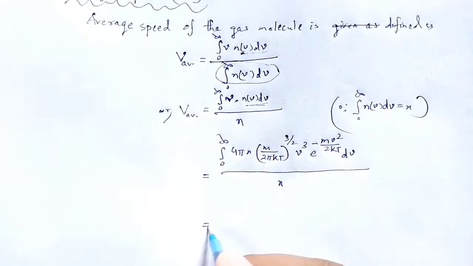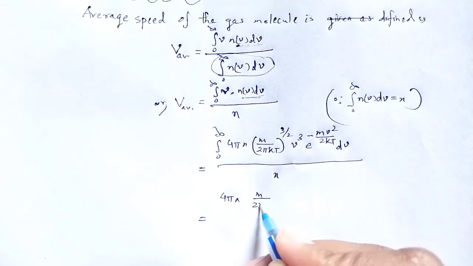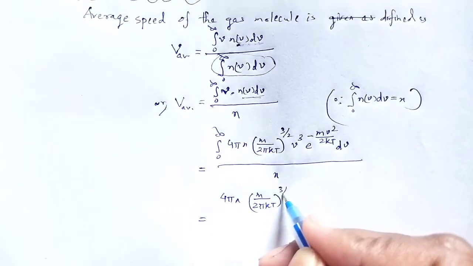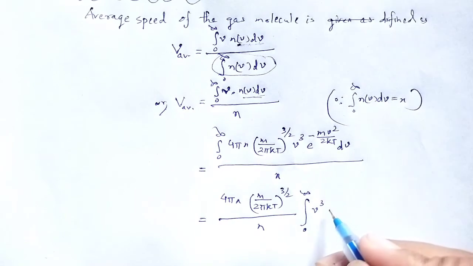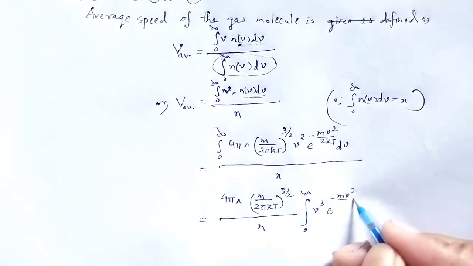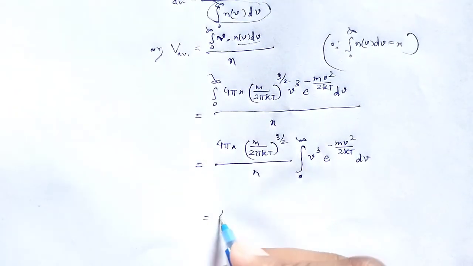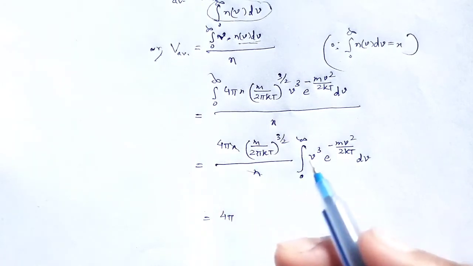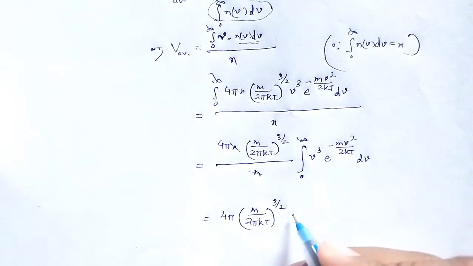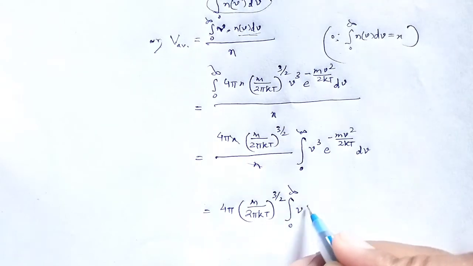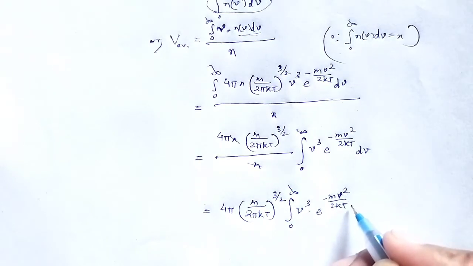To solve that integration, take the constant terms outside: 4 pi N (m divided by 2 pi kT) to the power 3 by 2 divided by N, integration from 0 to infinity v cubed e to the power minus m v squared divided by 2kT dv. The N cancels out, so it is 4 pi (m divided by 2 pi kT) to the power 3 by 2 times the integration from 0 to infinity of v cubed e to the power minus m v squared divided by 2kT dv.